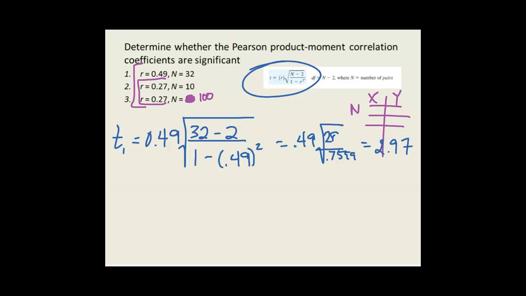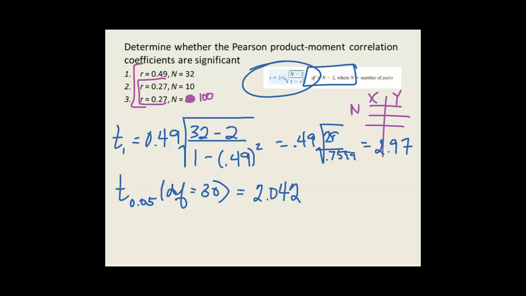And if I look up the critical values for a t of 0.05 alpha at degrees of freedom, remember it's n minus 2 for the degrees of freedom because I have 2 different sets of data. So it's minus 1 for each. So I've got 30 for my degrees of freedom. Look that up on the table and you get 2.042 for your critical value.